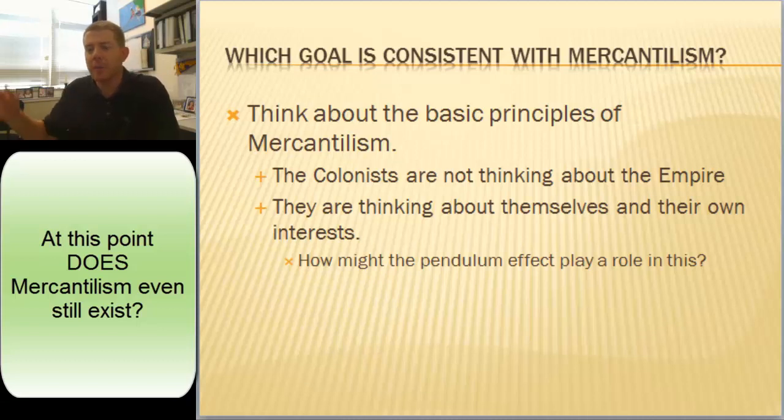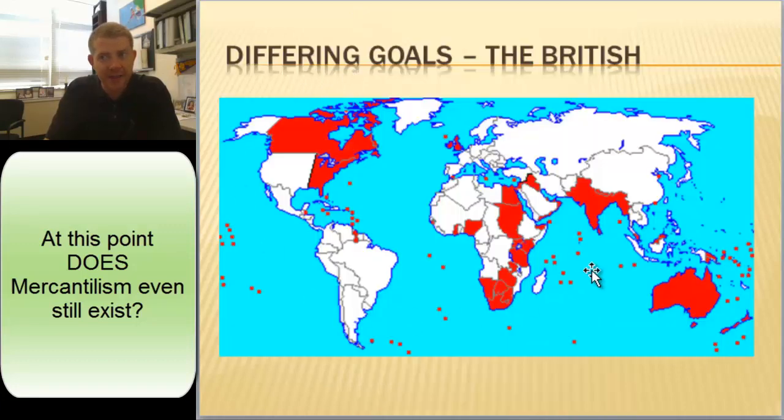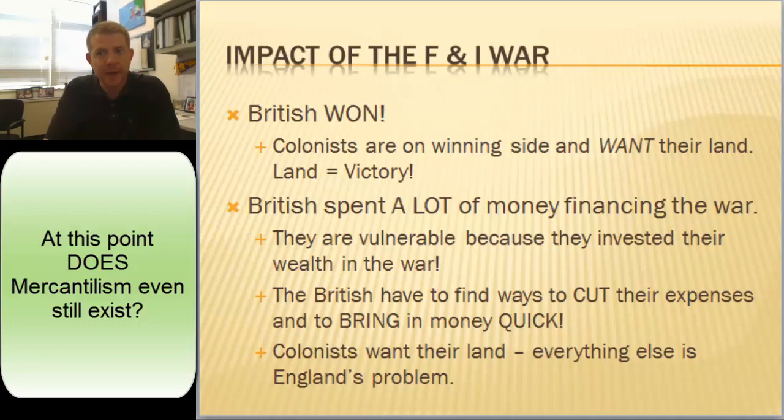I want you to think about how the pendulum effect that we've been talking about might have played a role in this. What has led the colonists to being so interested in just what's important to them? Why aren't they thinking about and understanding the bigger picture of the empire? And so let's look at some of the things.